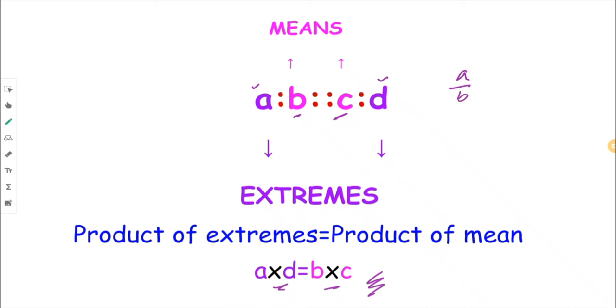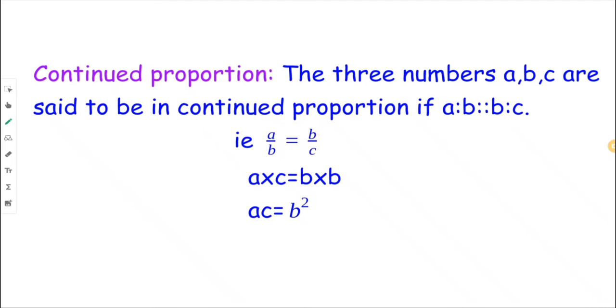A by B equals C by D, and what are we doing? We're doing cross multiplication. This D will go up, this B will also go up. So I'll have here A into D, and on this side I'll have B into C. All right.